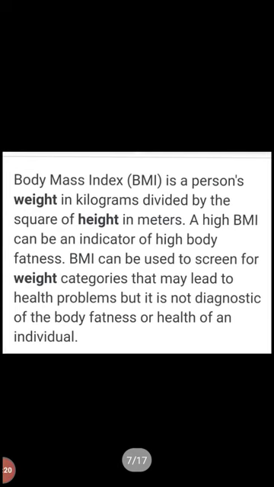Now, body mass index is a person's weight in kg divided by the square of height in meters. This we have already discussed. This shows that a high BMI is an indicator of high body fatness. This is just an indicator, not a solution. BMI can be used to screen for weight categories that may lead to health problems, but it is not diagnostic of body fatness or health of an individual. Remember, it is used as an indicator only that the person is overweight or underweight.